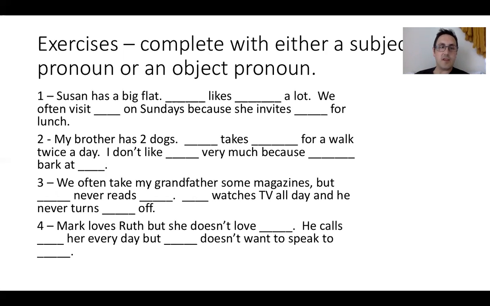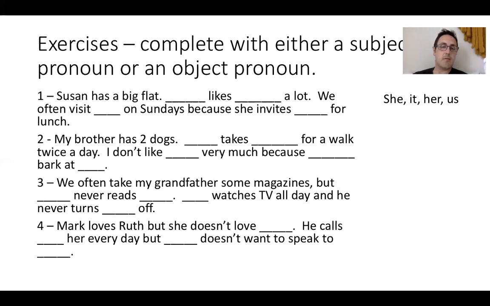We often visit. Now, we often visit. So it's on the other side of the verb. It's after the verb. So it's going to be her, because you're talking about Susan, on Sundays because she invites, and then you've got to talk about the receiver of the action. It's going to be us for lunch because you're talking about we. So there you go. Susan has a big flat. She likes it a lot. We often visit her on Sundays because she invites us for lunch.